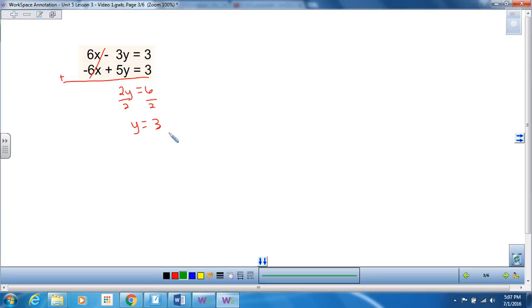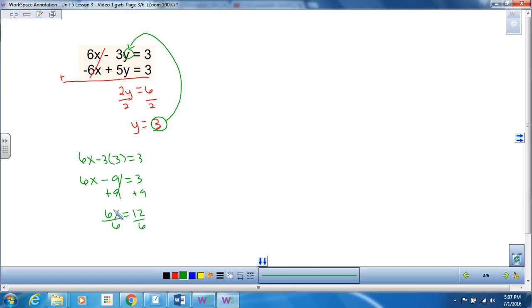And now I'm going to substitute that in for y. It doesn't have to always be the top one. You could do the second one if that one looks easier. So 6x minus 3 times 3 equals 3. So 6x minus 9 equals 3. Add 9 to both sides. 6x equals 12. Divide by 6. X equals 2. So my solution, x, y, is 2, 3.